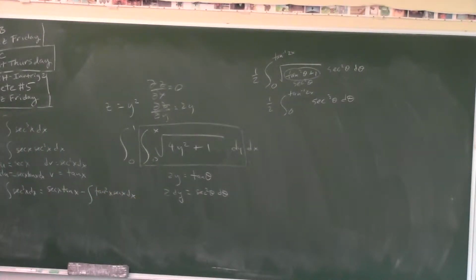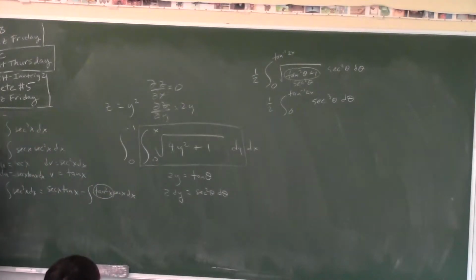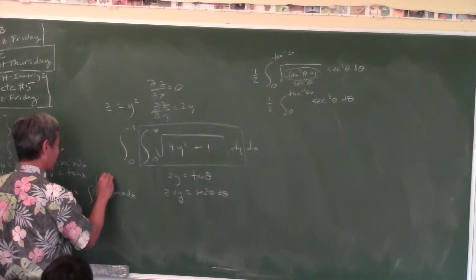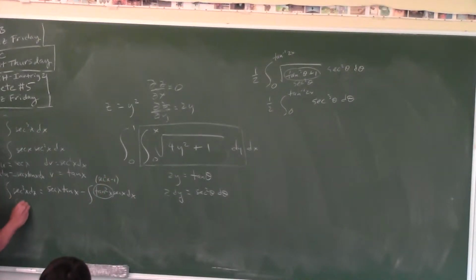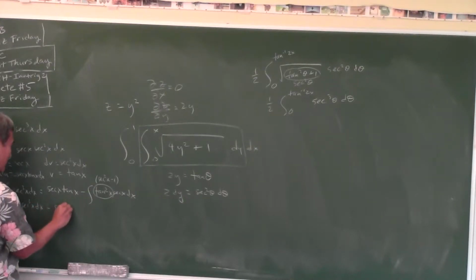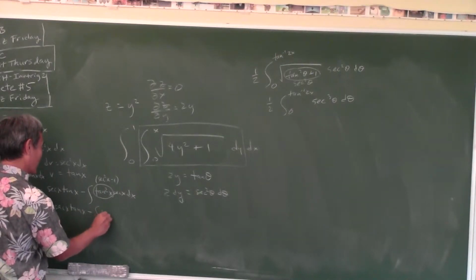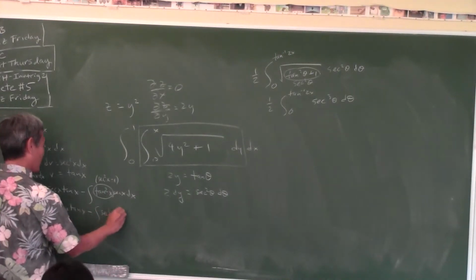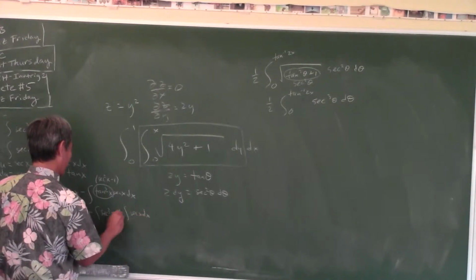Okay, now here's the key step. What do I do with this tangent squared right there? You replace it with secant squared x minus 1. So let's see what we got now. We got the integral of secant cubed x dx is equal to secant x tangent x minus the integral of secant cubed x plus the integral of secant x dx. I forgot to write the dx here.